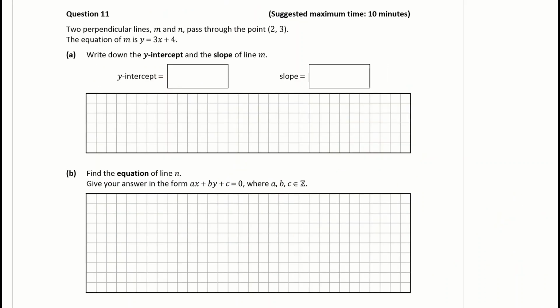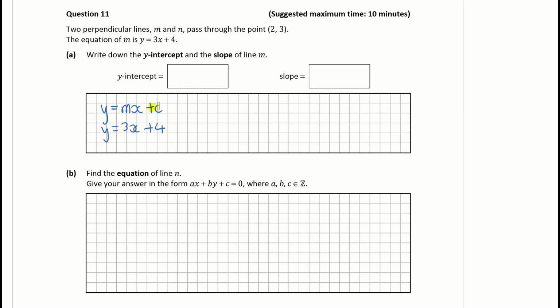Question 11. 2 perpendicular lines M and N pass through the point 2, 3. The equation of M is y is equal to 3x plus 4. Write down the y-intercept and the slope of the line M. So in order to do this, we're going to use our log tables and take the form of the equation of the line as y is equal to mx plus c. And the equation I have is y is equal to 3x plus 4.